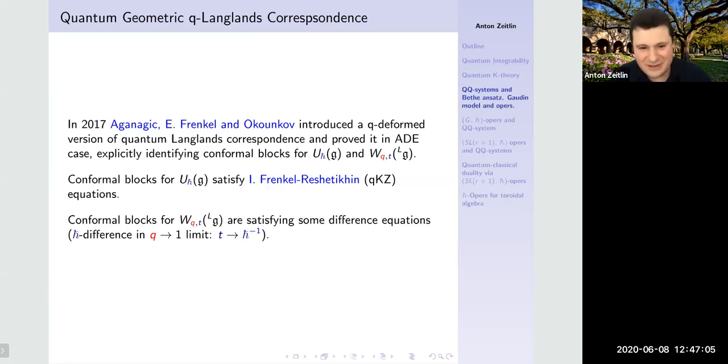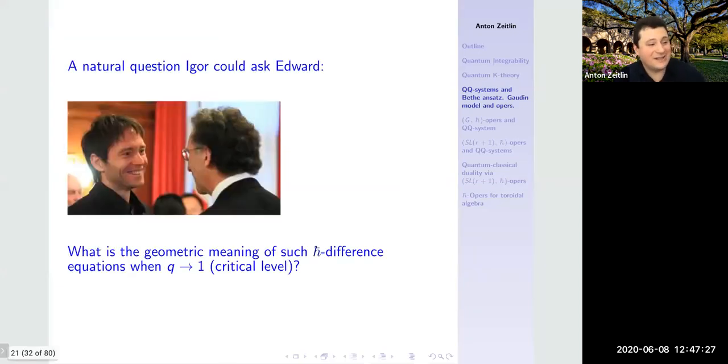for the first time, I think, were written in that paper of 2017. Nina can correct me on that, but I think it was like that. Now the question is, these conformal blocks for W algebra satisfy certain difference equations. So what is the geometric meaning of those equations? This is the question which Igor could ask Edward easily. What is the geometric meaning of these difference equations which we have when q goes to one?